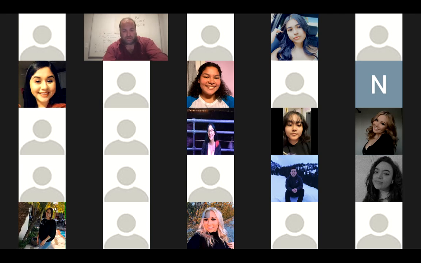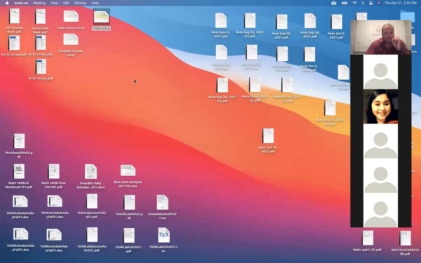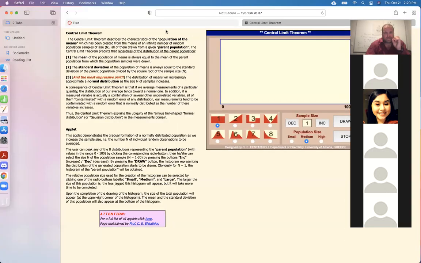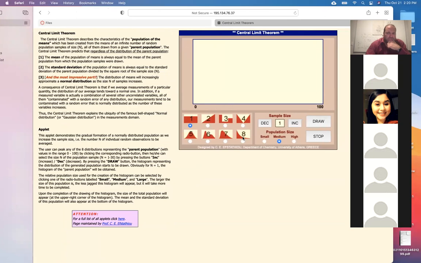So hold on a second. Okay, so let's get rid of it. Okay, so I'm going to share on my computer. I don't think I've shared this with you. If I have, let me know. Not that, but rather this. Have I shared this with you at all before? This applet, have we ever done any work here?